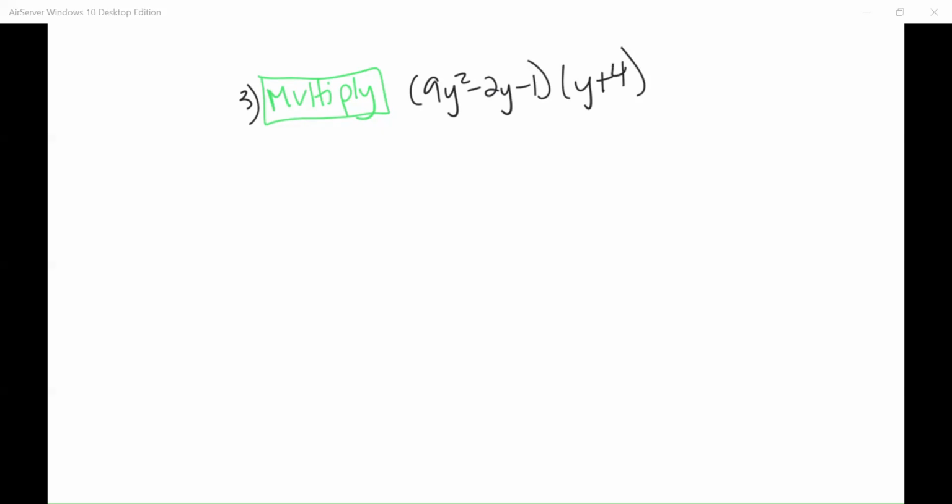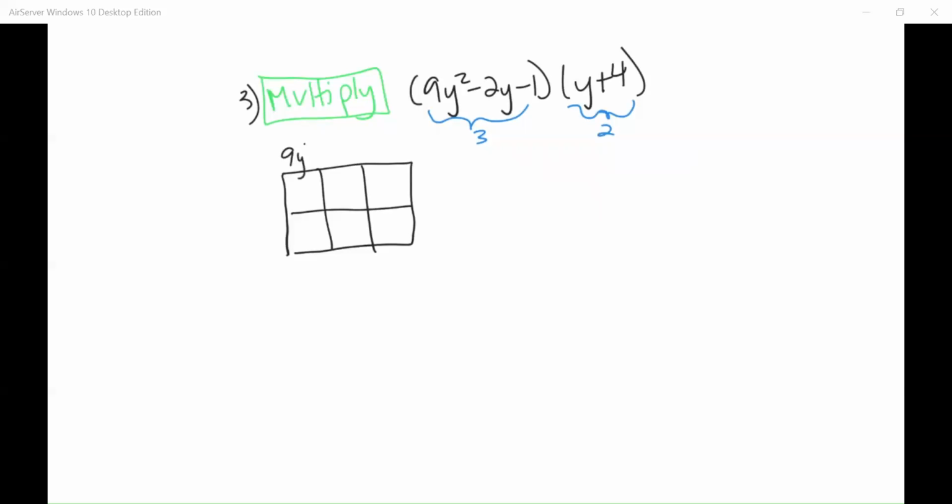Okay, let's move on to multiply. So how do we multiply? We have 9y squared minus 2y minus 1 times y plus 4. Notice here I have a trinomial times a binomial. Here I have 3 terms, and here I have 2 terms. So I'm going to draw a 3 by 2 box. On my outer sides I have my trinomial 9y squared minus 2y minus 1 and y plus 4.